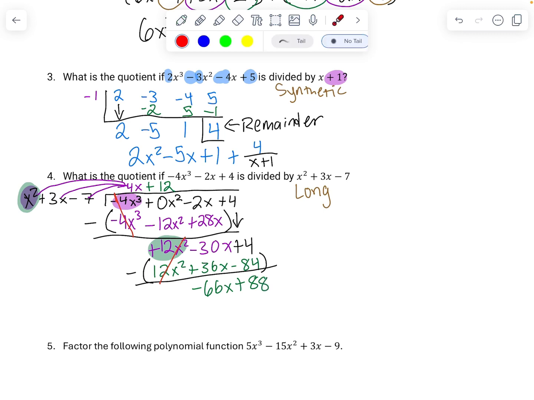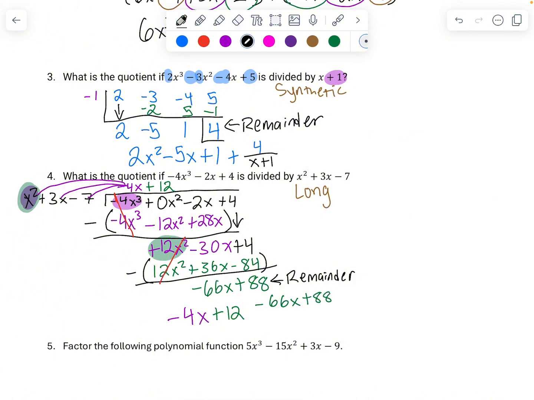Now I'm going to look at this first term again. What I notice is that I can turn this invisible 1 here into a negative 66, but I cannot turn this x squared into an x. I cannot figure out a way to do that. So here I stop, because I cannot turn my x squared into a normal x, unless we get into square roots, and we're not getting into that right now. So this right here is my remainder. My answer is negative 4x plus 12, minus the 66x plus 88.